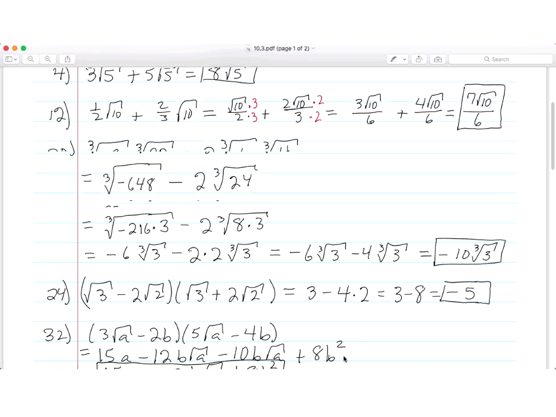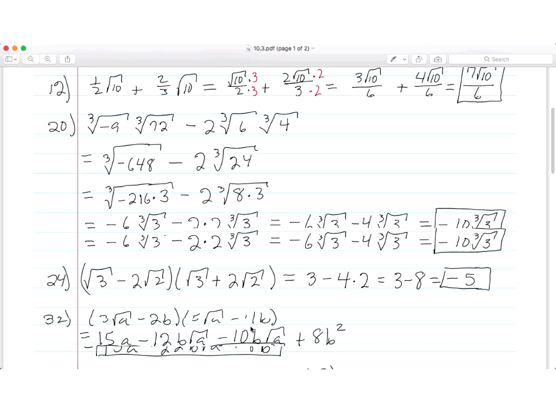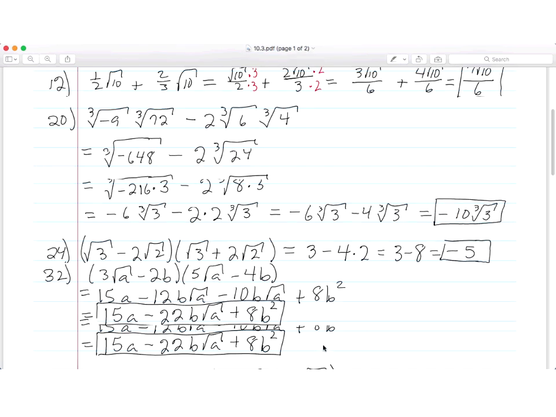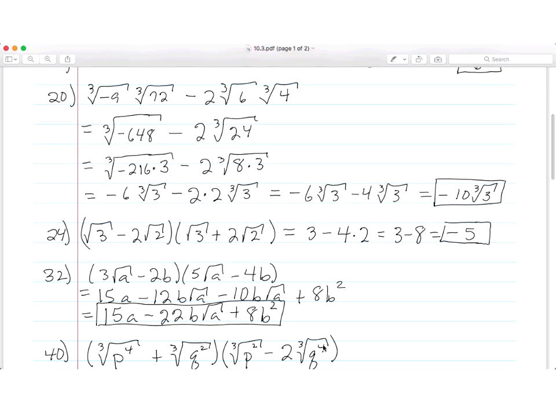Now, lastly, let's combine like terms. So let's combine these terms here. And so 15A minus 12 B rad A minus 10 B rad A. Well, minus 12 minus 10 of them is a minus 22 B rad A plus your 8 B squared. So you just combine like terms in the middle. Let me do problem number 40.